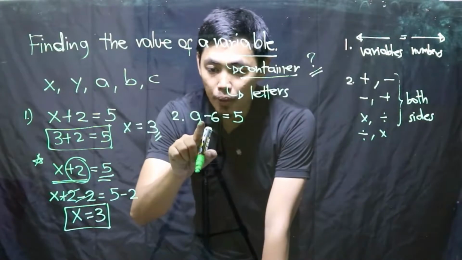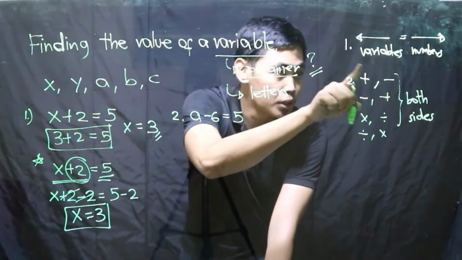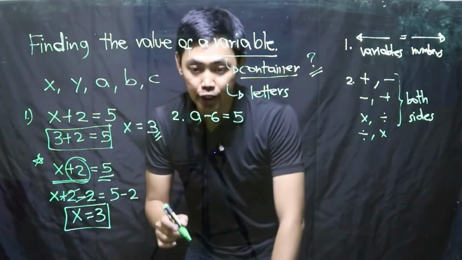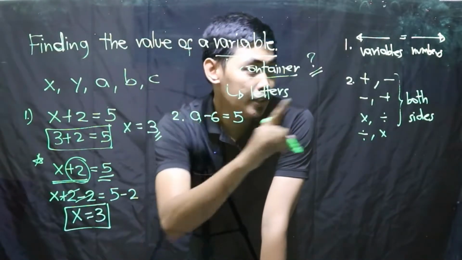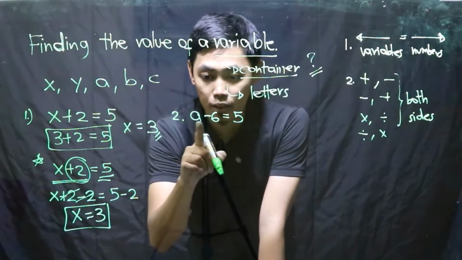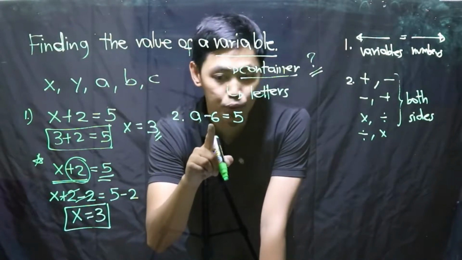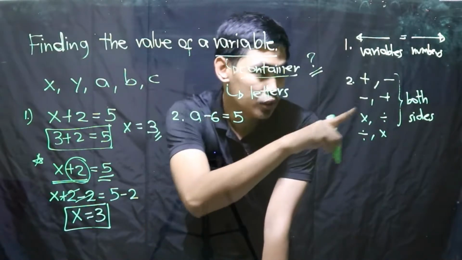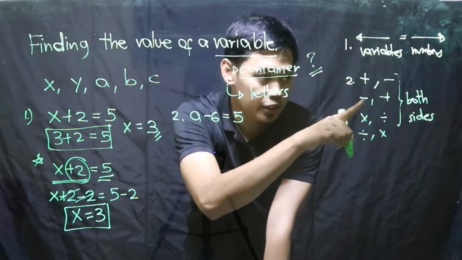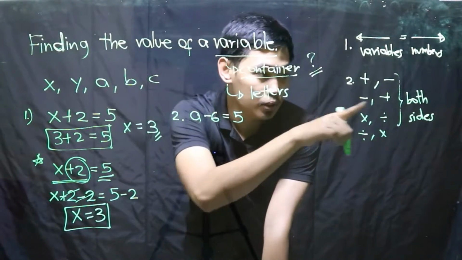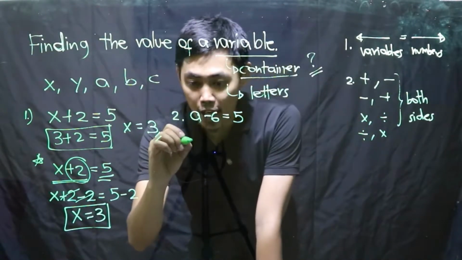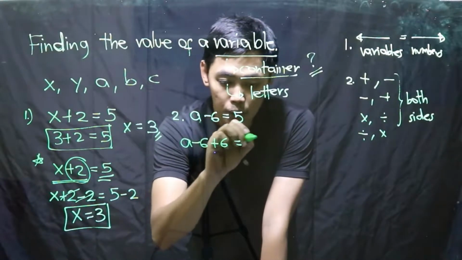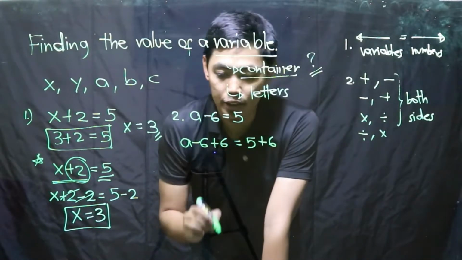So, what we will need to do is put all variables on this side and put all the numbers on the other side. In order for us to do that, we will need to remove minus 6 here, or negative 6. If it is subtracted from the variable, then we will add. So, a minus 6 plus 6 is equal to 5 plus 6.